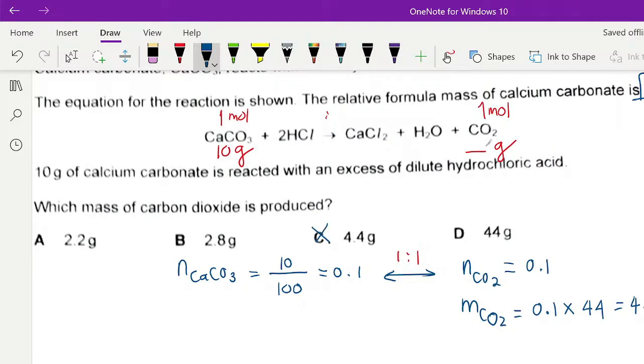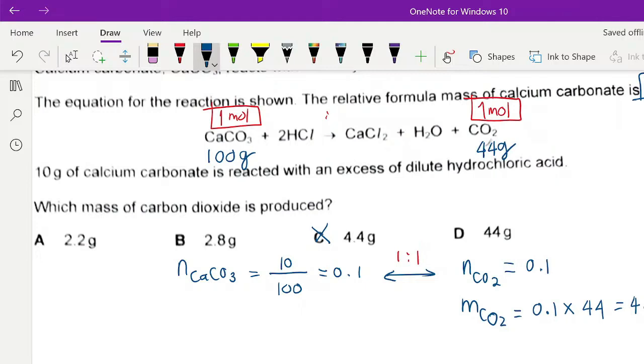Okay, I'm going to do this a different way. Instead of using molar ratio, I'm going to use mass ratio. So 1 mole of calcium carbonate is 100 gram, right? I'm just following this 1 mole to 1 mole, but now I'm converting it to gram. So 100 gram is 1 mole of calcium carbonate, and 1 mole of carbon dioxide is 44 gram. How do I know? I know from the periodic table, the mass numbers, I'll just add them up together.